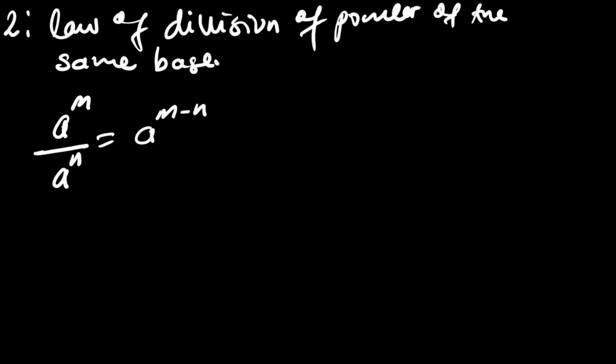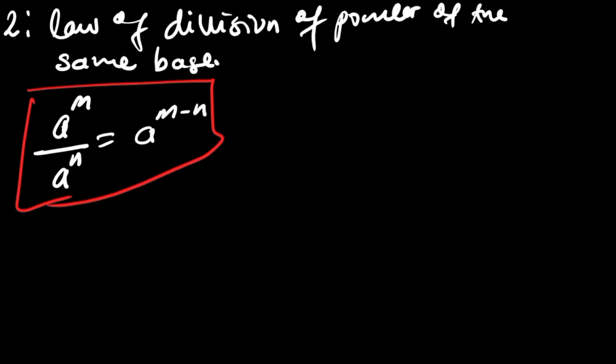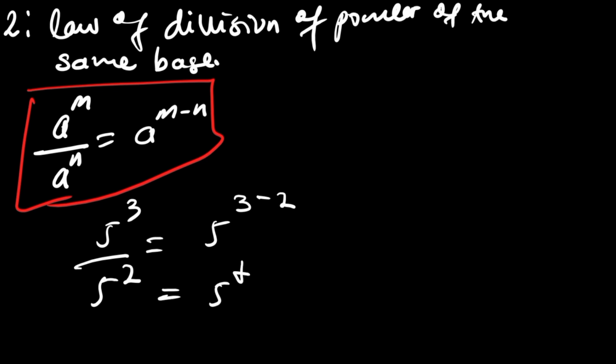That is the expression of the law of division of powers of the same base. One more example: we take 5 power of 3 divided by 5 power of 2. Using the law of division of powers of the same base, we get 5 power of 3 minus 2, which is 5 power of 1. That is the law of division of powers of the same base.